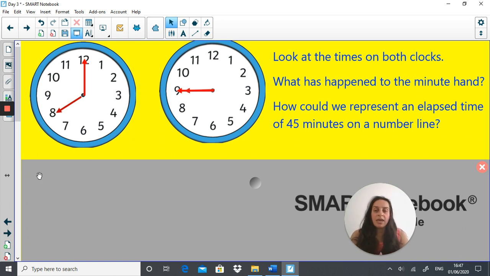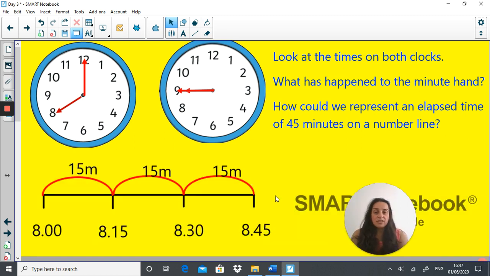Right, so the start time here, as you can see, is 8 o'clock. The end time is 8:45. So that means that the elapsed time is 45 minutes. How would you represent this? How would you break it into smaller chunks to make it easier on a number line? So this is what I did.